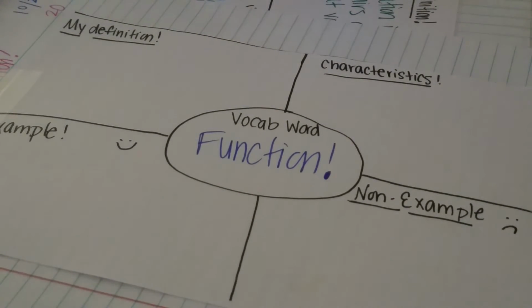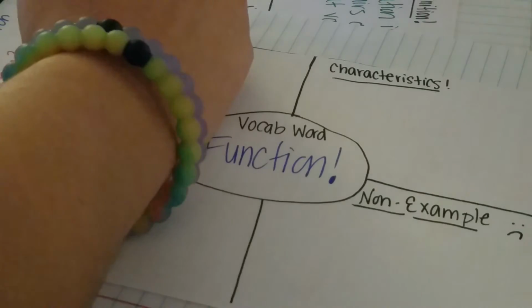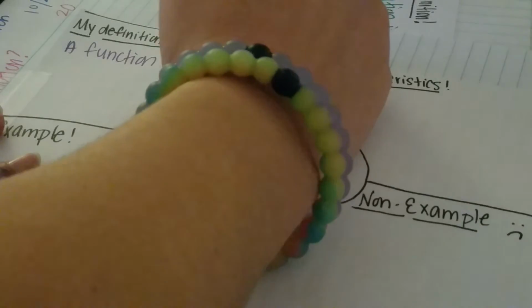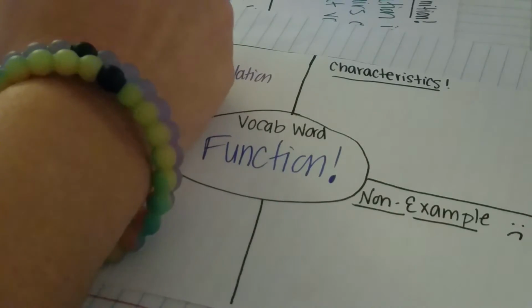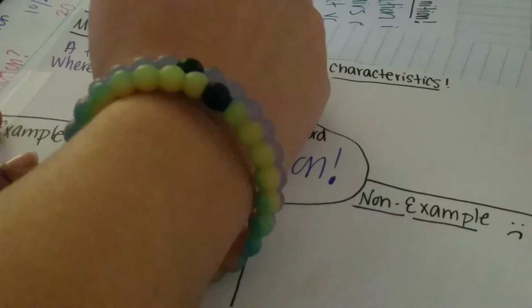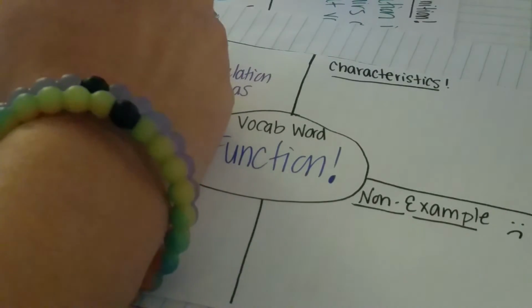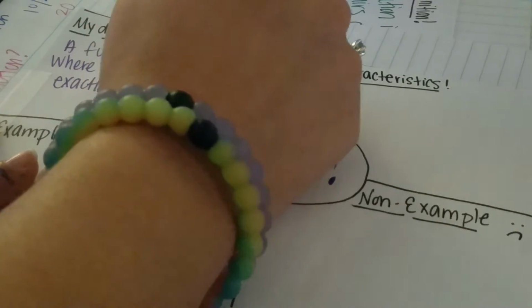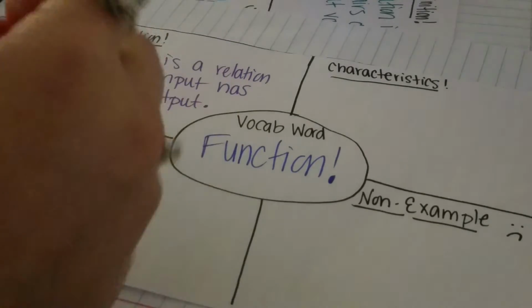Wit. A function. Let's write the definition down. It says a function is a relation where every input has exactly one output. Every input has exactly one output.